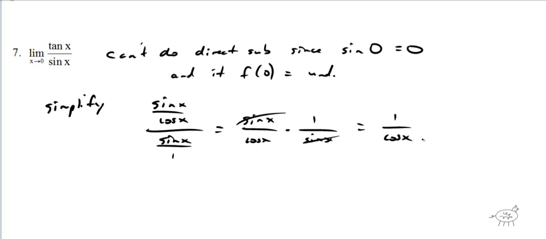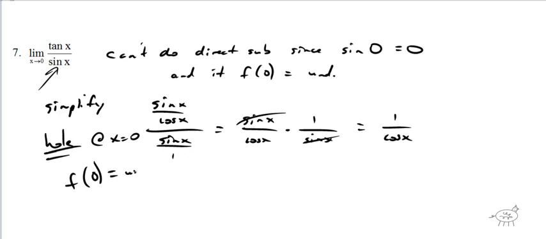So you guys should recognize in the original function, I couldn't plug it in. So I really have a hole. I have a hole actually at x equals 0. So if I said, what's f of 0? Remember, f of 0 means I have a hole. So f of 0 is undefined. Okay, because of the hole.